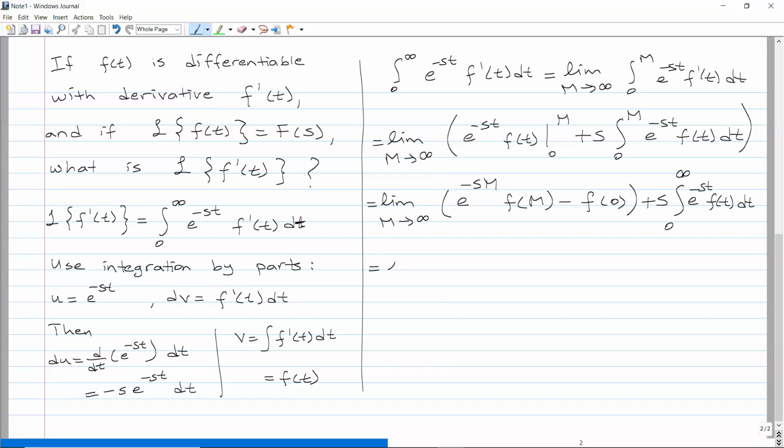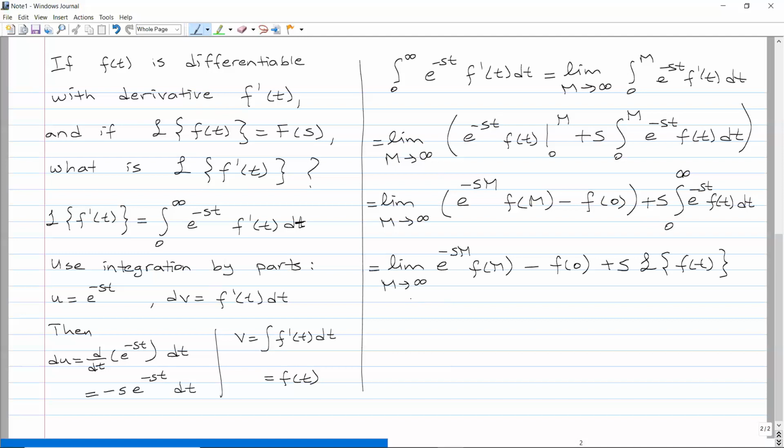So I have this limit, e to the minus sm, f of m, minus f of 0. f of 0 is some constant value, so the limit of the constant is constant. So I have this constant term plus s times this integral, 0 to infinity, e to the minus st, f of t, which is the Laplace transform of the function f.